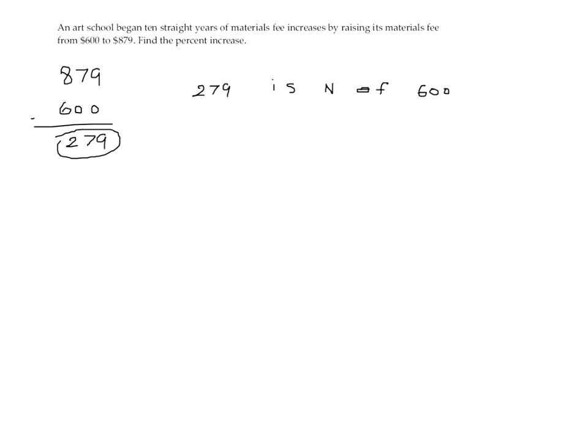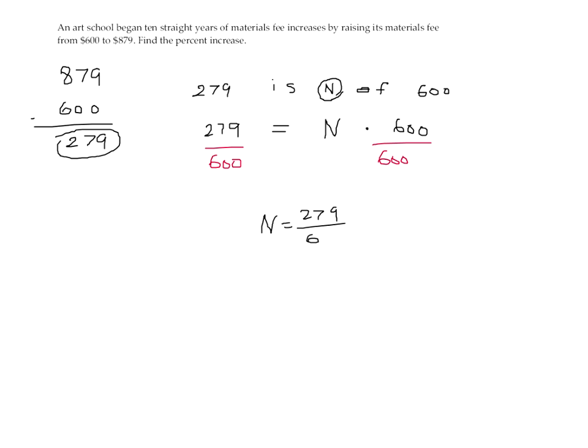So the question is, 279, the difference that you just calculated, is what percent, I'm going to call it N, of 600. So let's make an equation out of this. 279 is N multiplied by 600. To solve for N, what do we have to do? Divide both sides by what? 600. And then we find N. N is equal to 279 divided by 600. If I divide this correctly, I get 0.465. But wait a minute, this is not the percent.